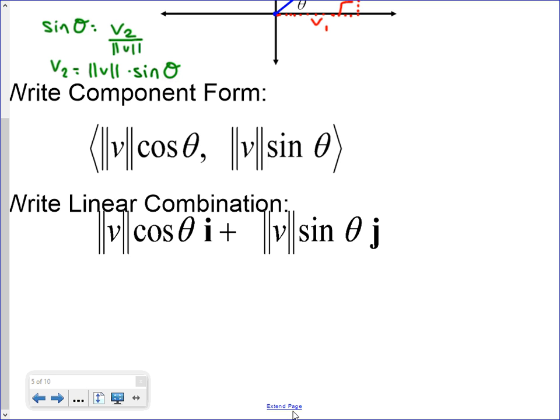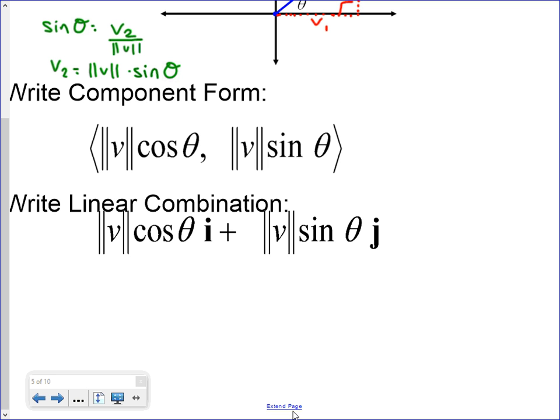So my horizontal component, magnitude times cosine theta, is getting multiplied by i. That's my horizontal standard unit vector, <1, 0>. And then my vertical component, magnitude times sine theta, is being paired with j, because that's my vertical standard unit vector, <0, 1>.